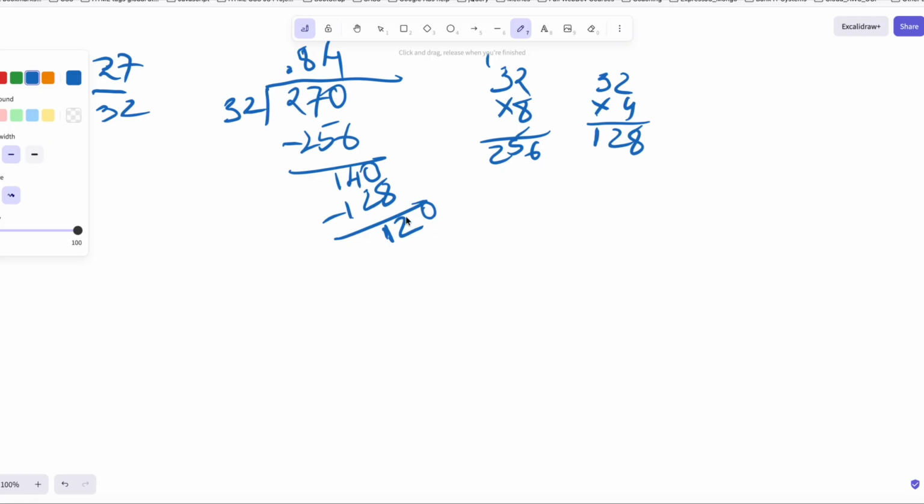So if this number was still smaller than 32, you would have to actually put a zero here, as I did in the previous example. But we don't need to do that here because 120 definitely can accommodate 32. Well, how many times, right? It can't be 4 times, because we already know that 32 times 4 is 128. That is more than 120. So it has to be 32 times 3. So we put 3 here.